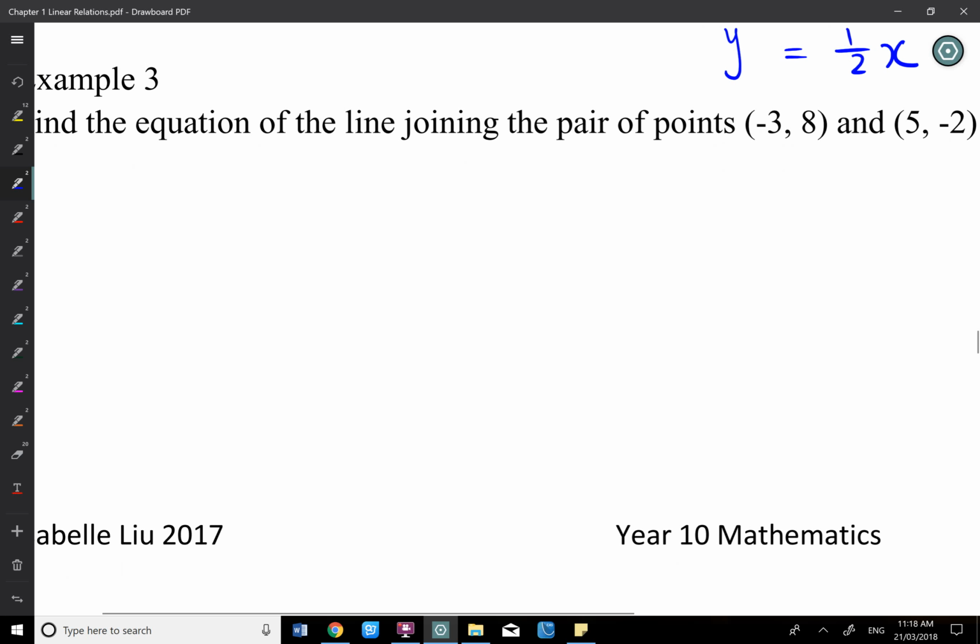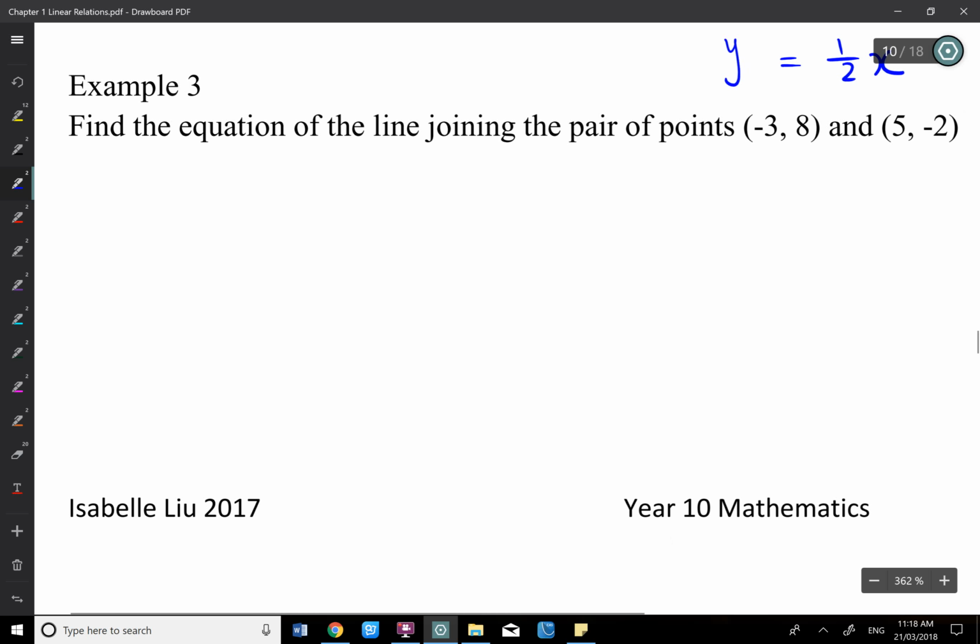Okay, example 3. Find the equation of the line drawing the pair of the points -3 and 8 and 5, -2. Okay, only 2 points are given. Do we know the gradient? No. Okay, if we don't know the gradient, what can we do? How can we find it?